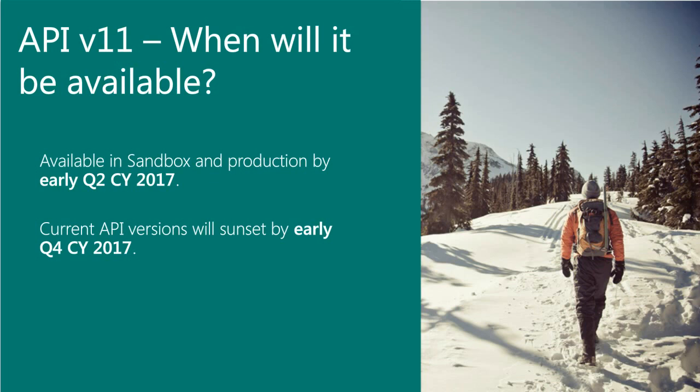In terms of timelines, API v11 is going to be available in Sandbox by early Q2 calendar year 2017, and also by this time it will be available in production. We'll be announcing exact dates the closer we get to these dates noted here. And also something to keep in mind is that current API versions v9 and v10 will sunset by early Q4 calendar year 2017.